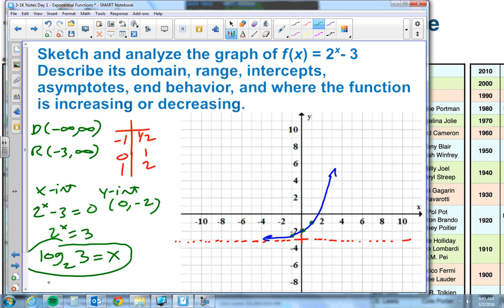Asymptote? What is it? Yeah. And not y equals -2, but y equals -3. Good. And then in end behavior, as you go to the right, it just blows up, goes to infinity. The function values increase without bound.